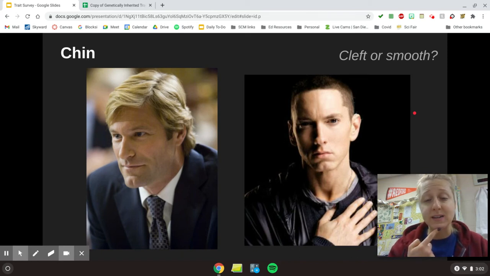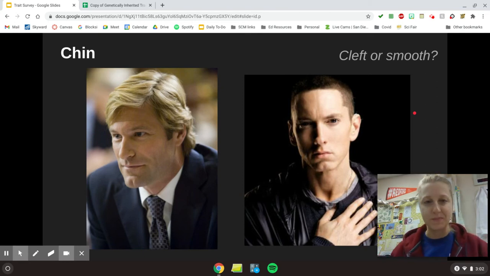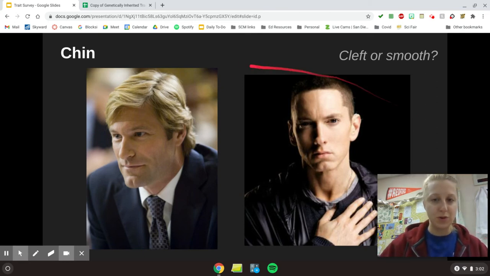If I really press into my chin, I can kind of feel a divot in there. But what you want to do is just relax it, look in the mirror, and see if you see any kind of divot. For me, I don't see one. So I have a smooth chin.